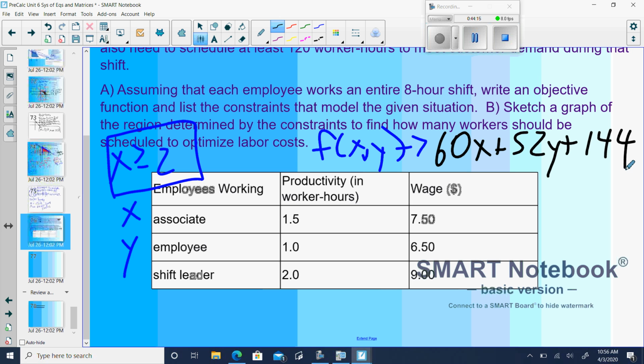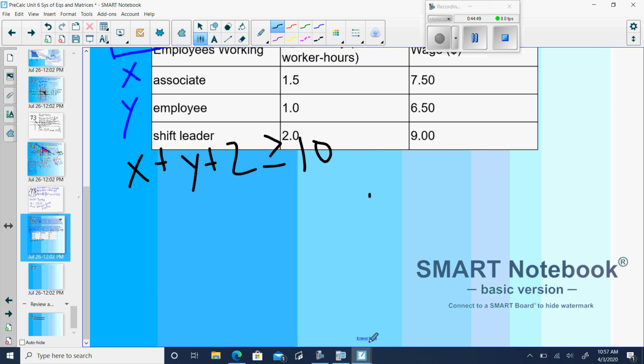So what do we need next? Well, we said at least 10 employees. We don't know how many associates we need, and we don't know how many employees we need. We do know that we have to have 2 shift leaders, and when we add all this together, we have to have at least 10. Now, the next thing we need is worker hours.